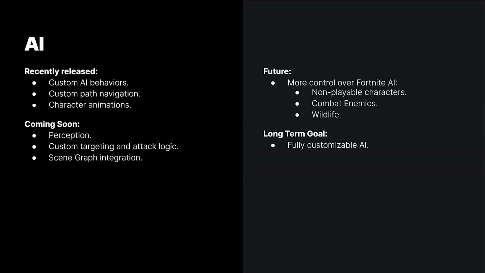So in the future, particularly with the scene graph, we're going to give you the ability to customize these in greater detail. Our goal is to give you all the same control over the Fortnite AI that we have internally, and then eventually to give you the ability to write custom AI logic, including some of the more powerful AI tools like state machines and behavior trees. But that's the long-term roadmap of where we'd like to head, and there's a lot of work we have to iterate on internally to get there.